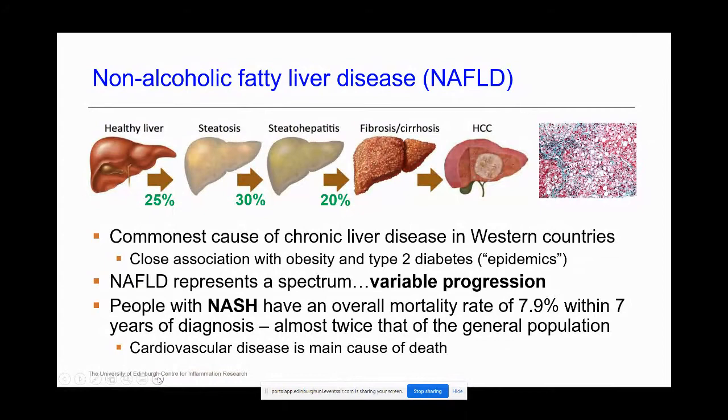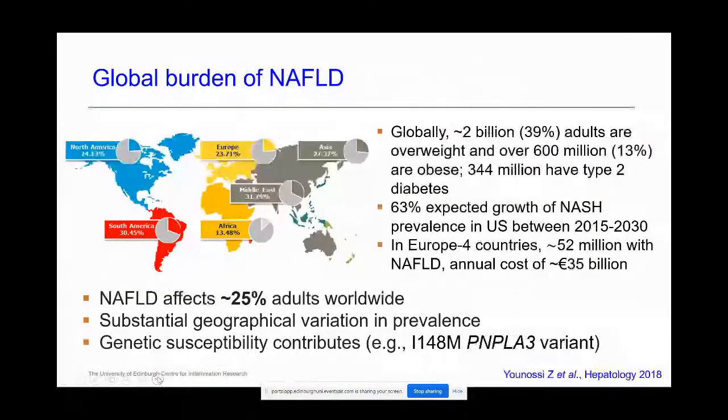The global burden of NAFLD is high, affecting 1 in 4 adults, with a substantial healthcare and socioeconomic burden. And you can see some of the statistics here. There's a significant geographical variation in prevalence, being highest in the Middle East and South America, and the lowest in Africa. And this variation is not just driven by caloric intake. Other factors, including genetic modifiers such as the PNPLA3 risk variant, are also important.